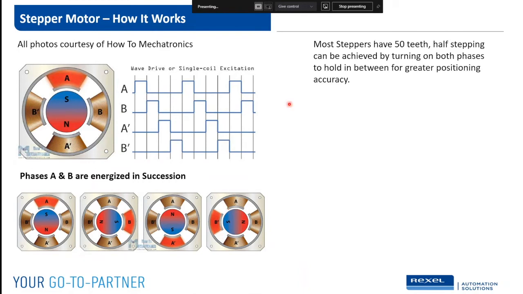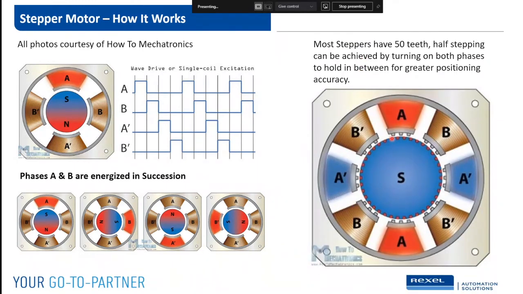Now, on most steppers, they have 50 teeth. And so it looks like these little mini poles, and then all of these different phases will get powered on in succession to turn that stepper incrementally. And then you can do half stepping, where you power on both phases to move these teeth in between each of the stators. So that's how you get that kind of accuracy on a stepper.